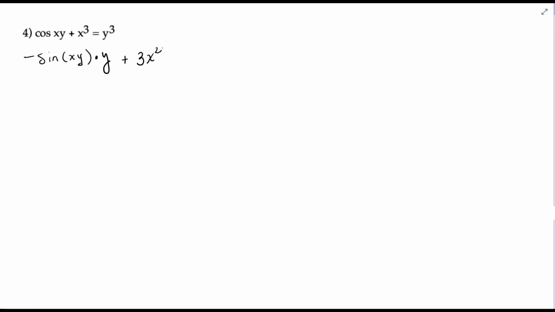Now we go ahead and do the same thing, but in this case with respect to y. So it's going to be almost the same. You're still going to have a minus sign because you take the derivative of cosine, you still have negative sine of xy. But in this case, when you take the derivative with respect to y, you're left with just x.